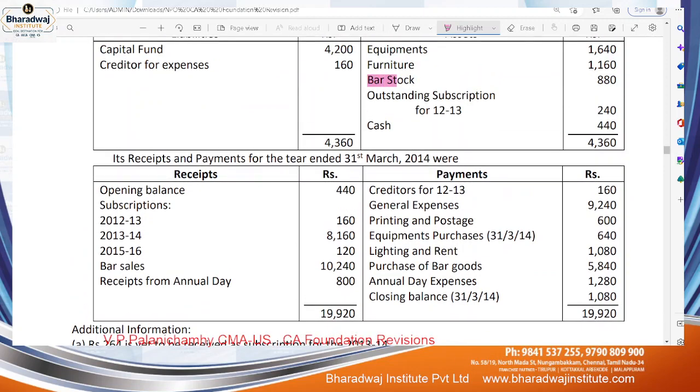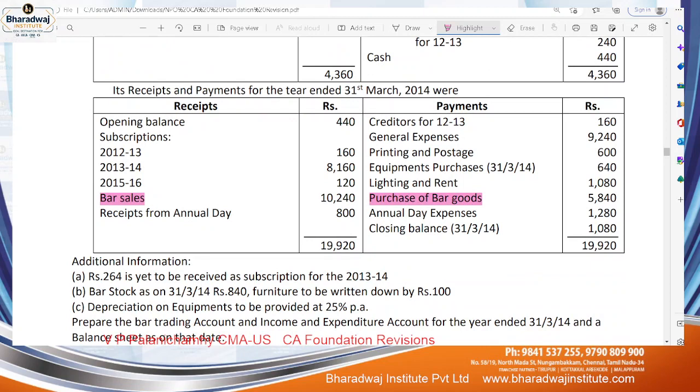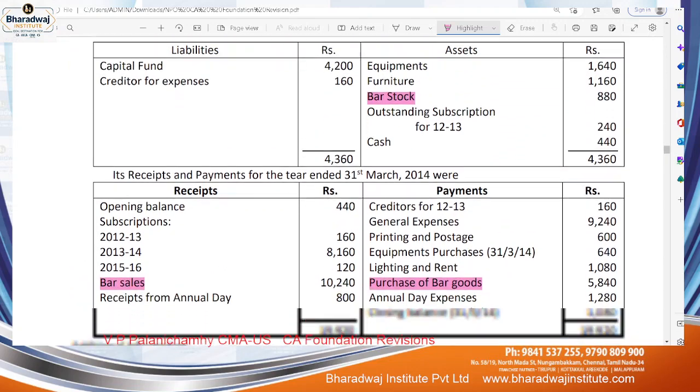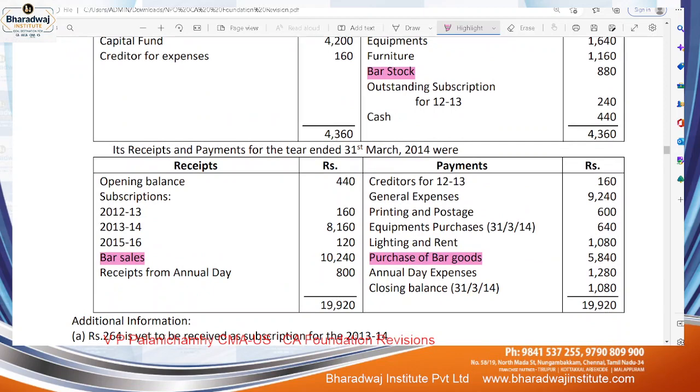So opening bar stock is given, bar sales is given, purchase of bar goods கொடுத்திருக்காங்க, and closing bar stock கொடுத்திருக்காங்க. So you have to prepare which account first? Trading account for the bar. Opening stock, purchases, sales, closing stock போட்டா gross profit வரும். And the gross profit என்ன பண்ணுவீங்க? You will transfer to which account? Income and expenditure account.